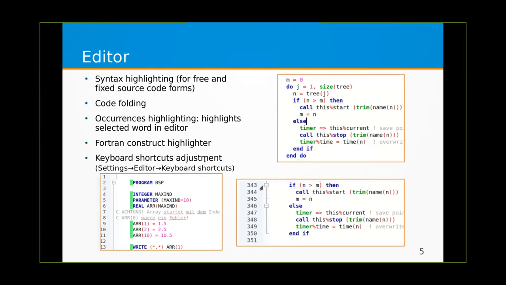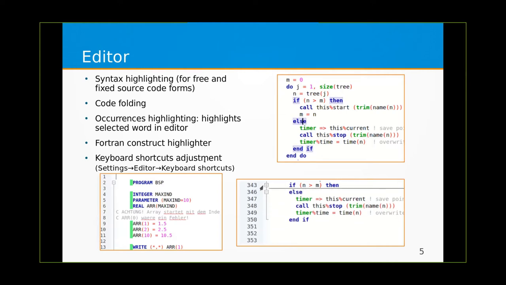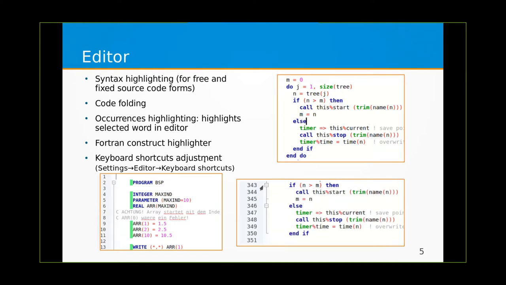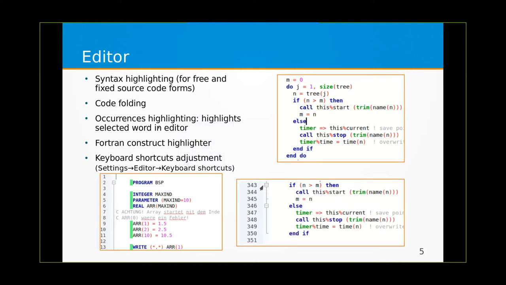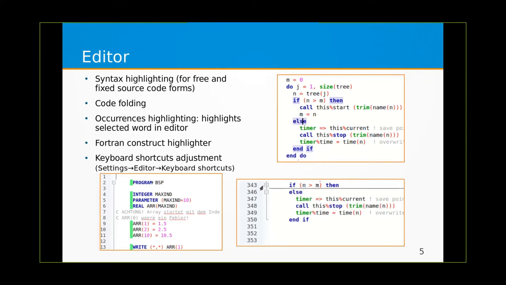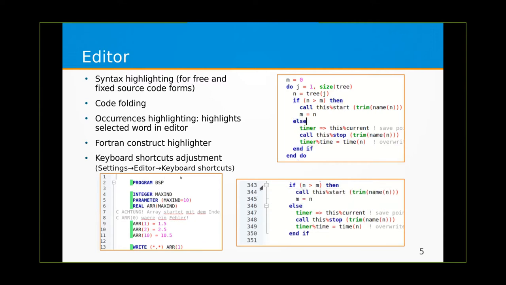Now I would like to go through the list of features which I think are important for Fortran users, for Fortran developers. The first is the editor. Of course, it has syntax highlighting, code folding, like here, occurrences highlighting, and Fortran construct highlighter, shown here. One very important feature is that keyboard shortcuts can be adjusted. If you have some experience with other development environments, then you do not need to learn new keyboard shortcuts. You can adjust them here.